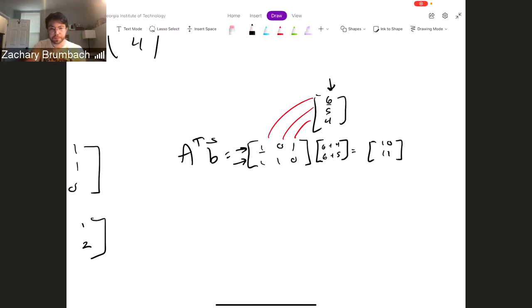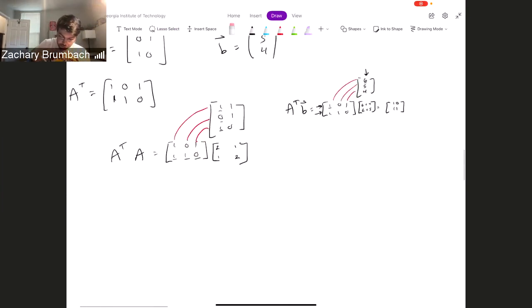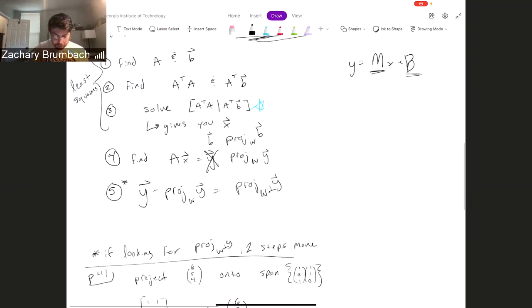This stuff doesn't really mean anything to us. This is just the formula for trying to get a step further. Now we solve. This was all steps 1 and 2 from up here.